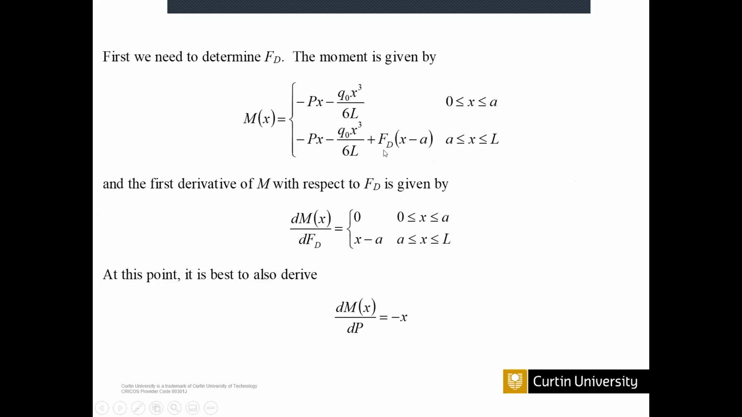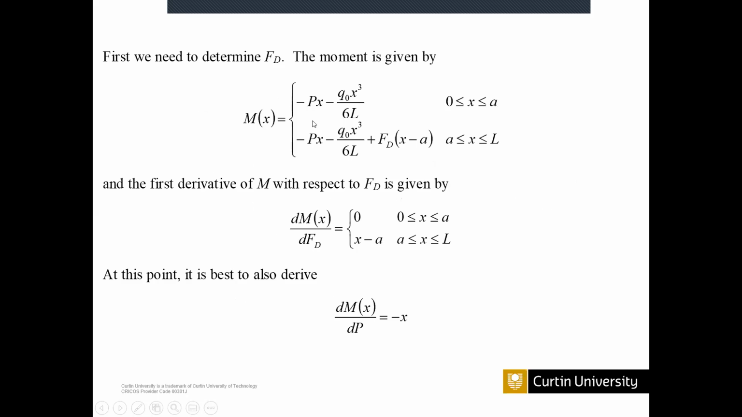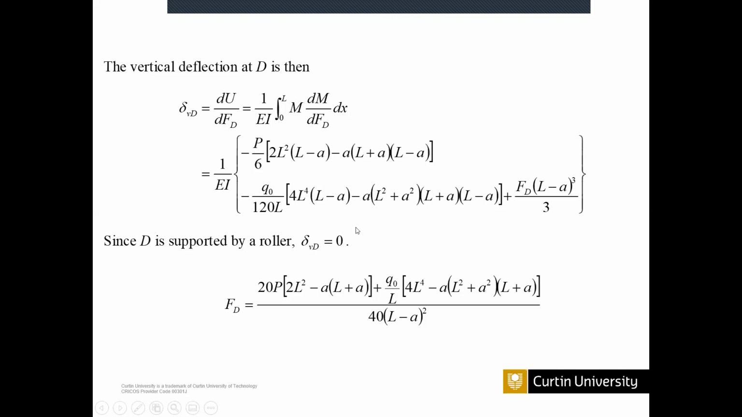This is M, and then dM by dFD, this one, x minus A. That's what you substitute, and introduce a limit after integration. After you integrate them and apply the limits, you will end up with this kind of equation. You can see there is FD. This part should be equal to 0. Then you will get the FD value. This is the FD value.